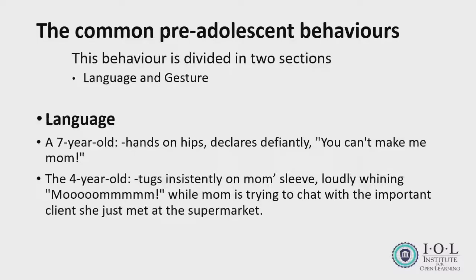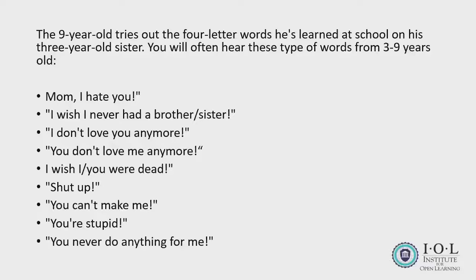But you need to bear with those learners because that is actually normal. When you compare it to a 9-year-old that tries out four-letter words that they have learned at school or from a 3-year-old sister, you will often hear this type of word from maybe 3 or 9 year olds, like, "Mom, I hate you. I wish I never had a brother or a sister." Or, "I don't love you anymore. You don't love me anymore. I wish you were dead. Shut up. You can't make me. You are stupid. You never do anything for me." So you expect all of those to come from the pre-adolescent learners. Those are the languages that you expect at all times.